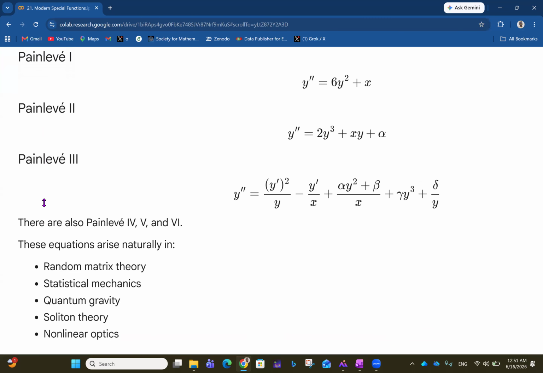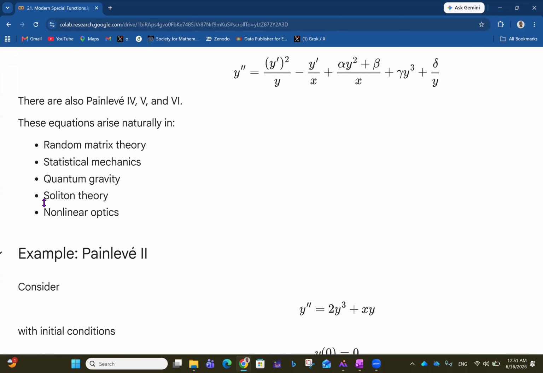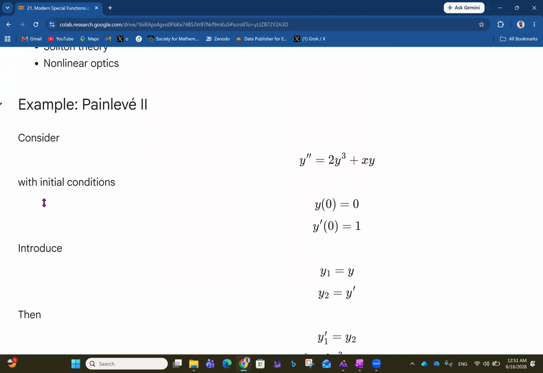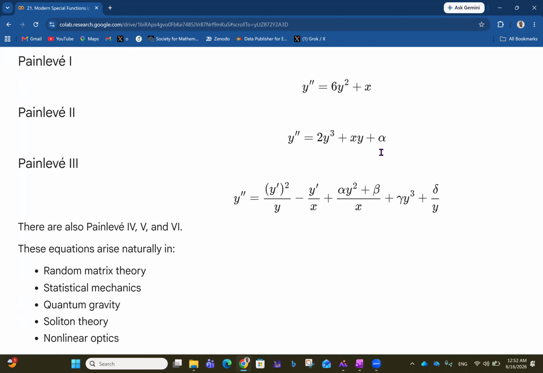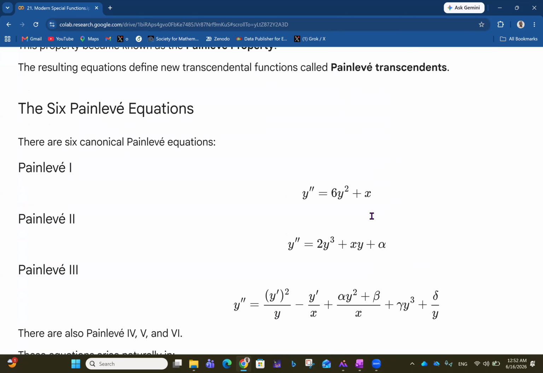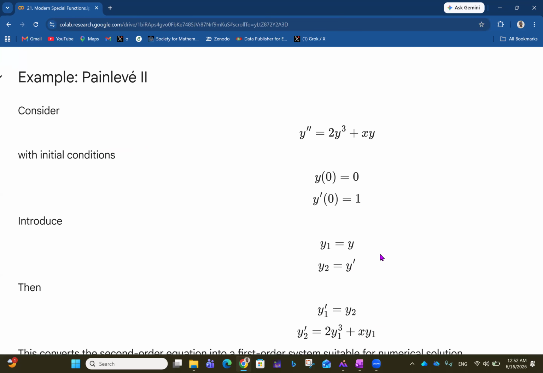These equations arise naturally in random matrix theory, statistical mechanics, quantum gravity, soliton theory, and nonlinear optics. So let's look at an example of Painleve 2. If you consider y prime prime equals 2y cubed plus xy, close to what we have here, the only thing we don't have is that alpha, which is more like a constant.